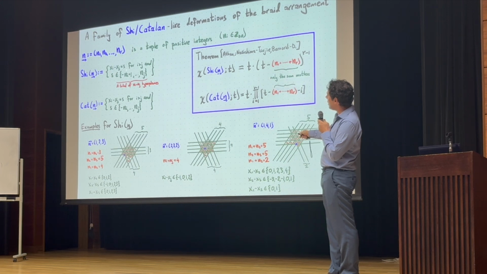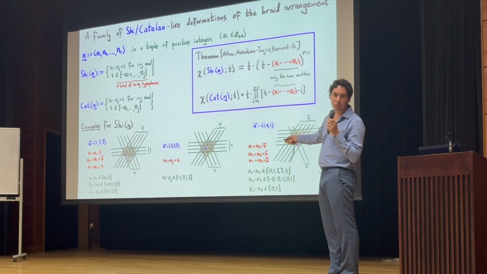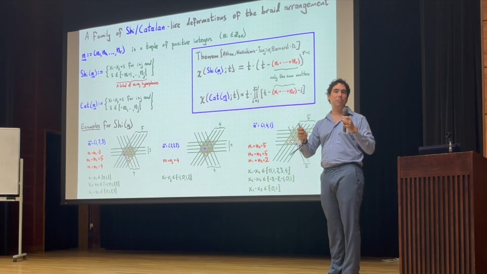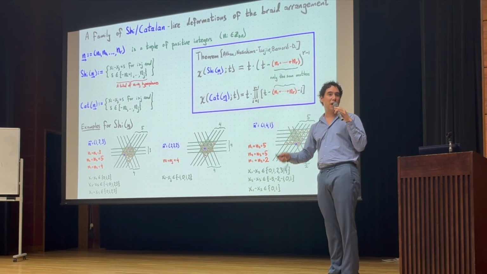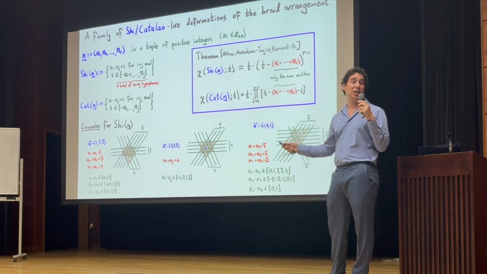xi minus xj, it used to be 0, 1. Now it's going to go from minus ni plus 1 to nj. There are ni plus nj hyperplanes here. Right? That's like a multi-parameter generalization, a multi-parameter family of C deformations, of C-like deformations.